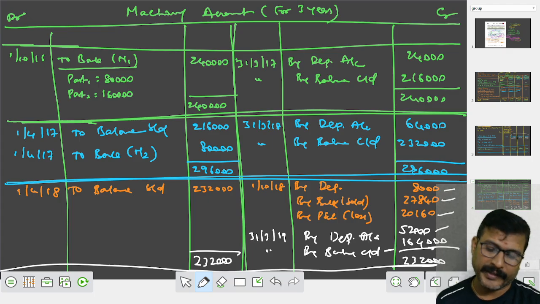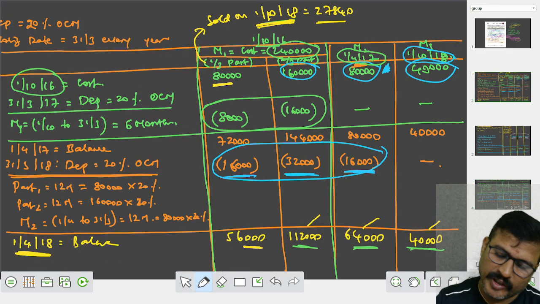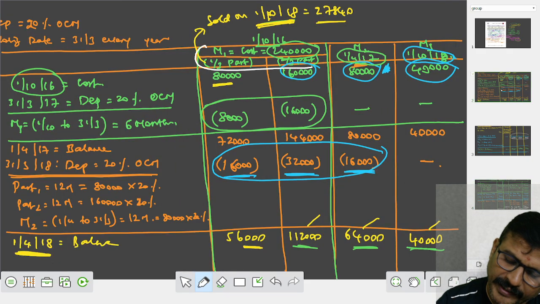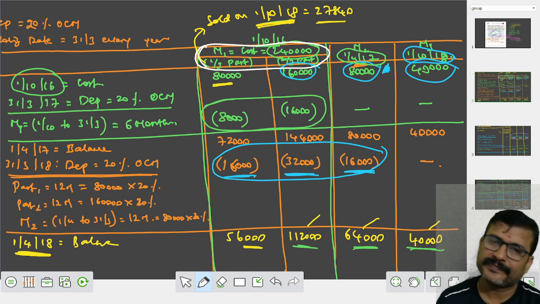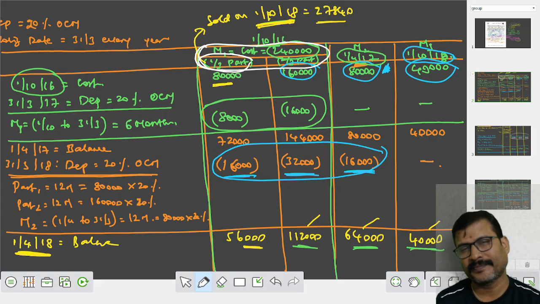I hope you got it, my dear student. What is the speciality of this problem? The speciality of this problem is part of the M1 is sold. What? Only 1/3 part of the M1 is sold. Remaining you have to go through.